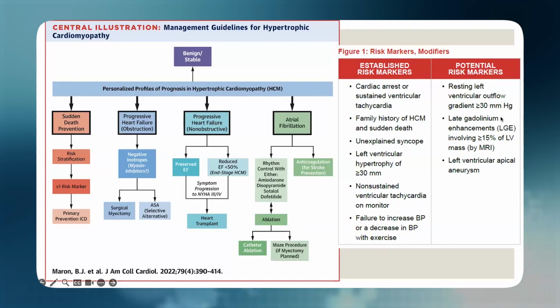Potential risk markers are resting left ventricular outflow gradient of more than 30 millimeter, late gadolinium enhancement involving more than 15% of the LV mass. Here, late gadolinium enhancement represents scarring of the LV, and left ventricular apical aneurysm.